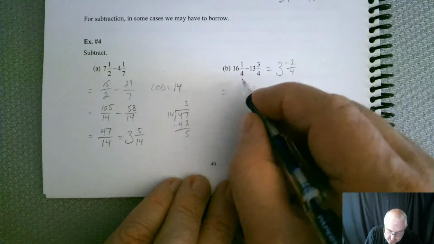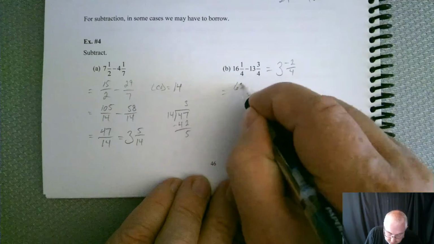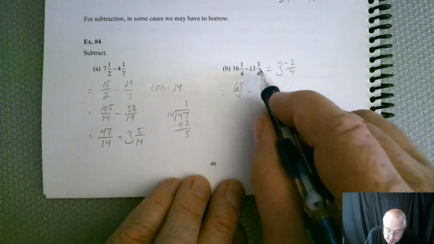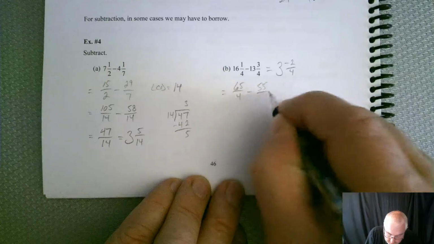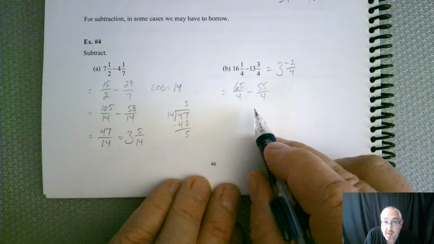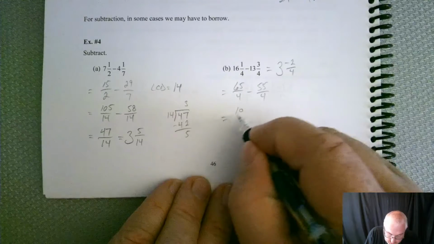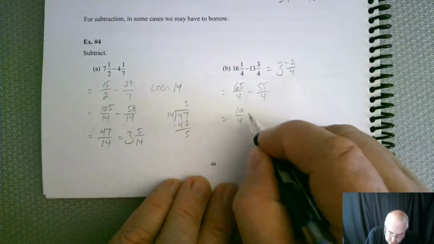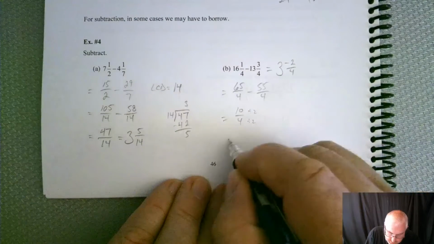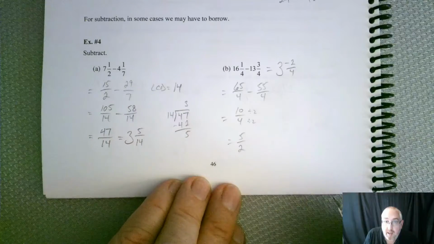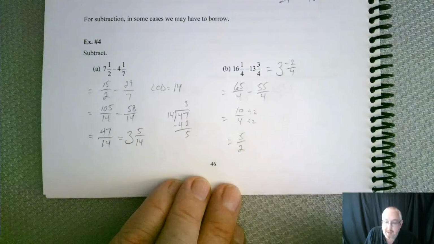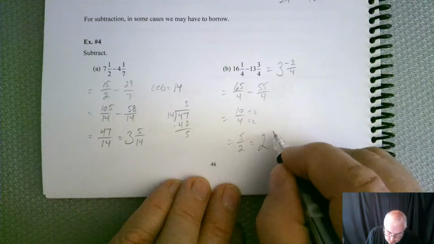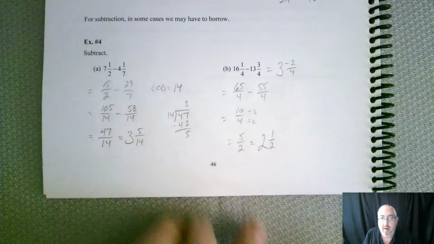16 times 4 is 64, plus 1 is 65. 13 times 4 is 52, plus 3 is 55. They already have the same denominator, so we can just subtract the tops. So we get 10 over 4. But 10 over 4 is not in lowest terms, so we can reduce that by 2. So we get 5 over 2. And now if we want to change it back into a mixed number, 2 goes into 5 twice with 1 left over. So we have 2 and 1/2.